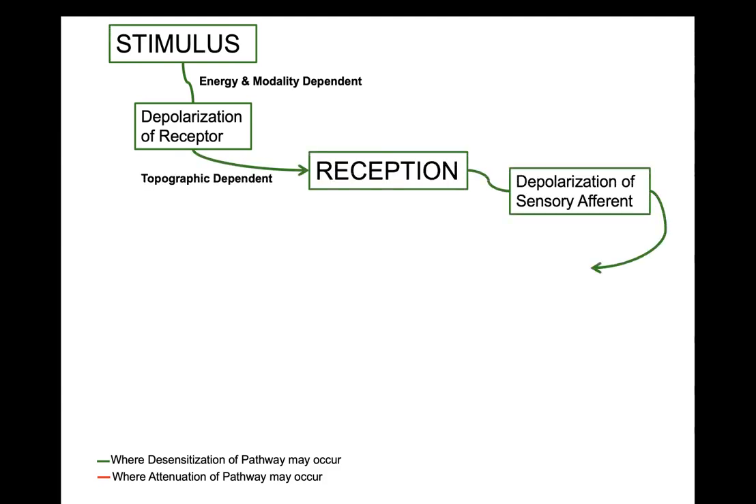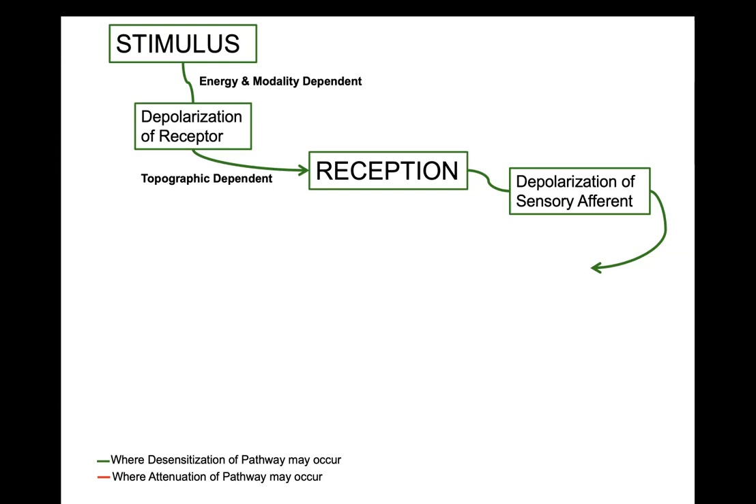We start with the stimulus. The stimulus will be received based off of what's referred to as energy and modality dependency. That is, what is the stimulus that I'm interacting with in terms of its physical characteristics? That's going to lead to a depolarization at the receptor, which will lead to reception on a topographic dependency. That is, we'll have an actual anatomical regionalization of the sense organ that will be receiving the information within that anatomical orientation. That reception leads to a depolarization on the sensory afferent neurons that are associated with the distinct areas within the receptive field that is being interacted with by the stimulus energy.